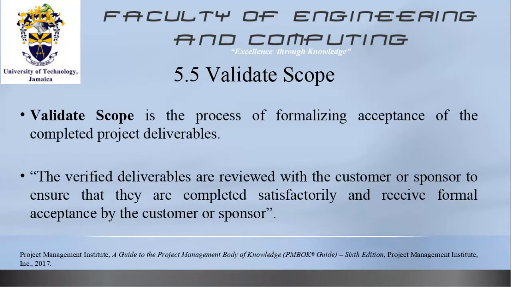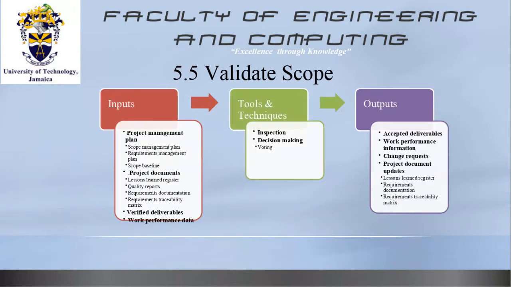So when we think of it, essentially just think of the person for whom you were working as the customer or the sponsor, and they are verifying the deliverables, right? They review them. They are now in a position to ensure that they are completed satisfactorily. So when they do that, there must be a process to receive formal acceptance by the customer or the sponsor. So that essentially is validate scope.